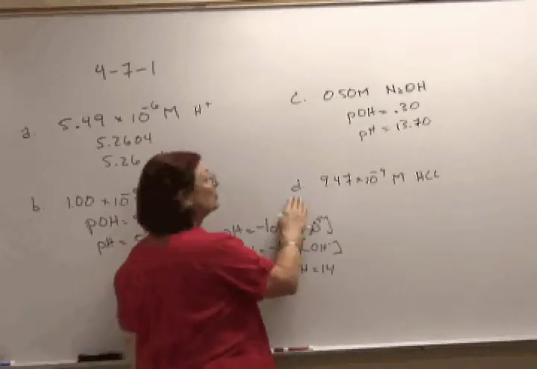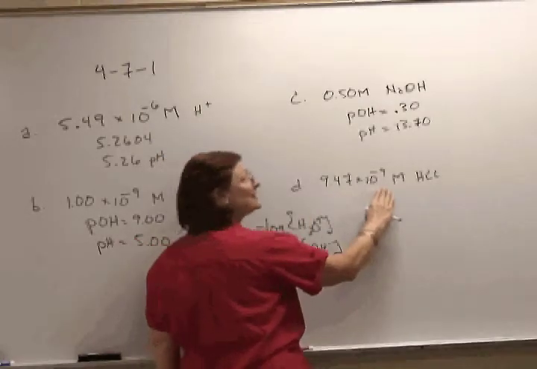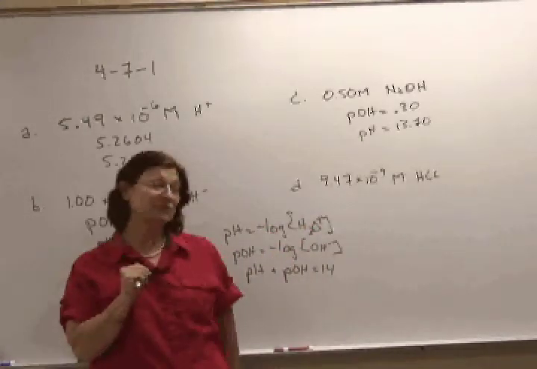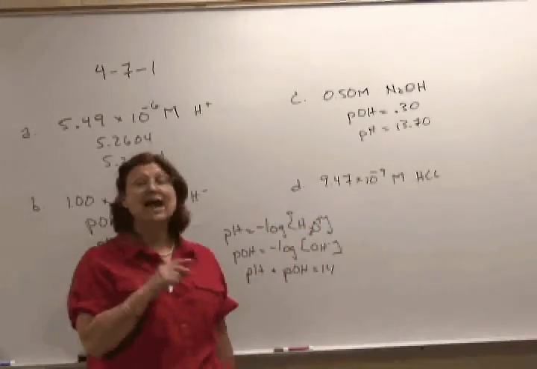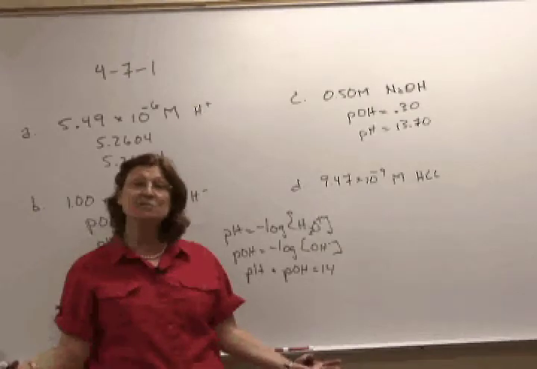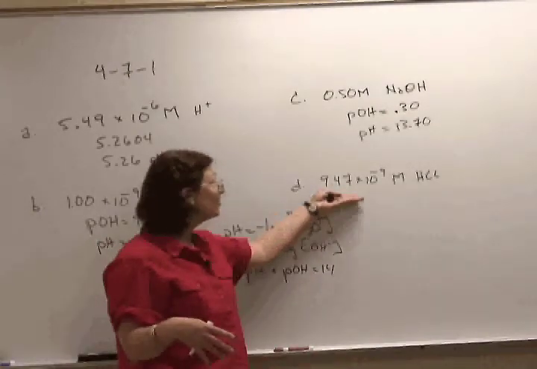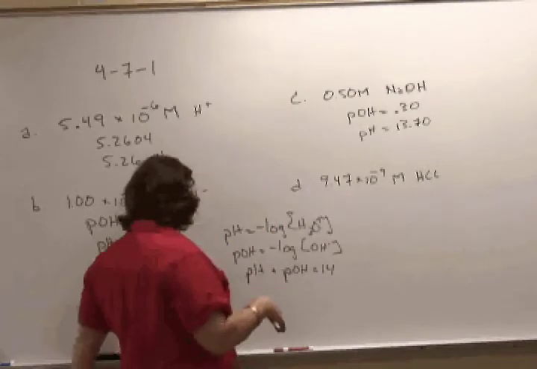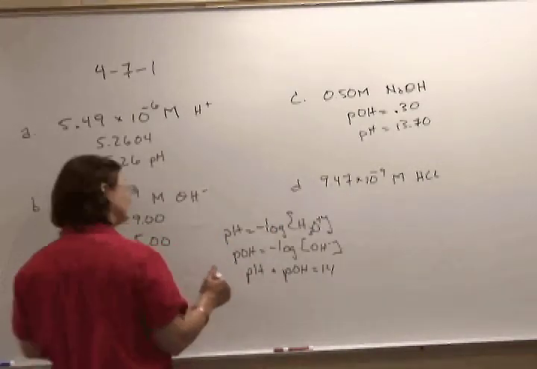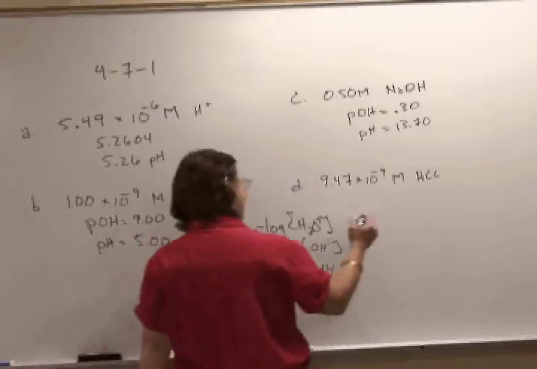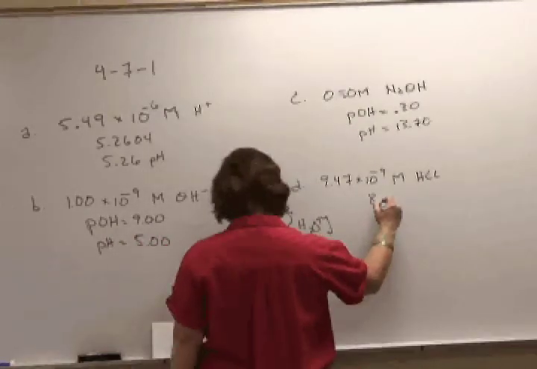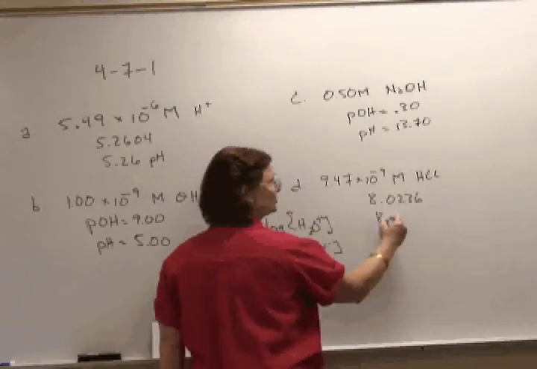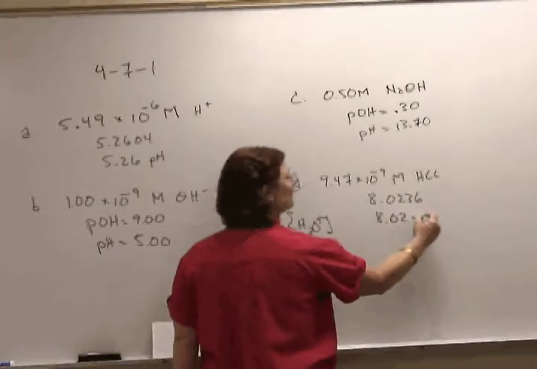And finally here, we have 9.47 times 10 to the negative 9th molar hydrochloric acid. Well, we know that hydrochloric acid is a strong acid. And again, it dissociates 100%. So I get the same number of the hydrogen ions here. And when I take the log of this number, I get 8.0236. And I take it to the hundredths. And that is my pH.